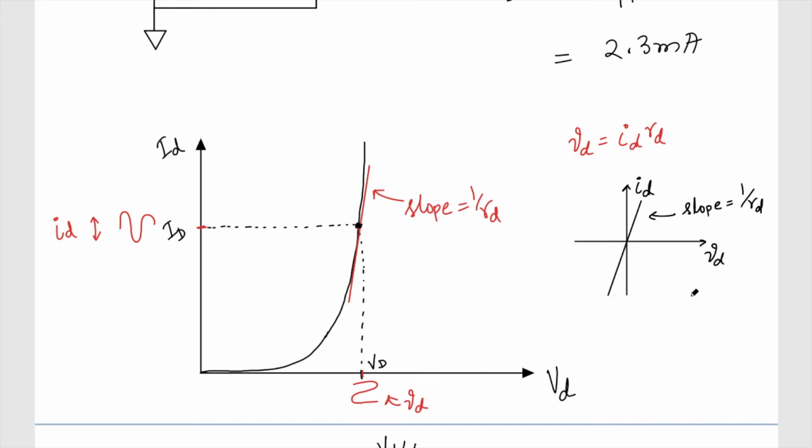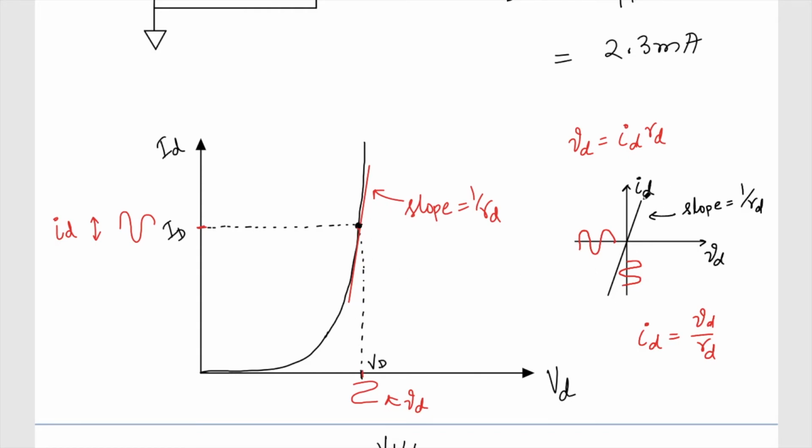rd. So what we want to see here is, if there is any change in the vd, what is the corresponding change in the id, which is defined by the slope, and it is given by vd equal to id times rd. So this is the relation. If I want to know my id, I just need to divide this vd by rd. So this is the main principle of the small signal analysis, where we are linearizing the variation.